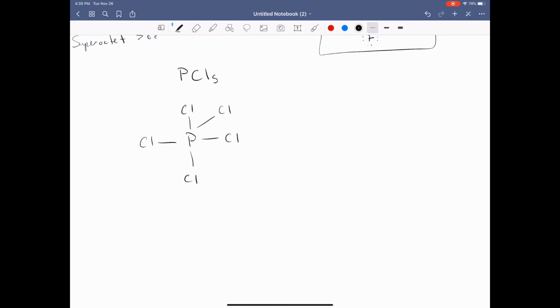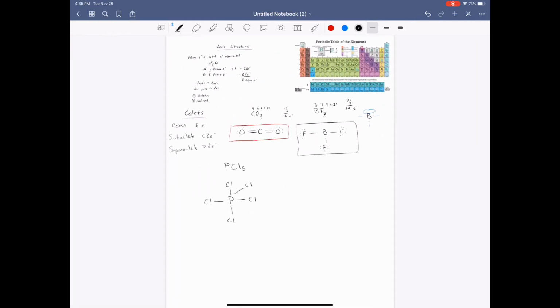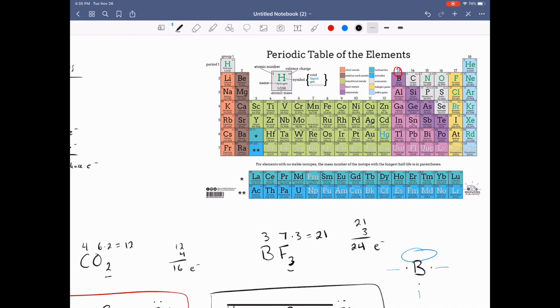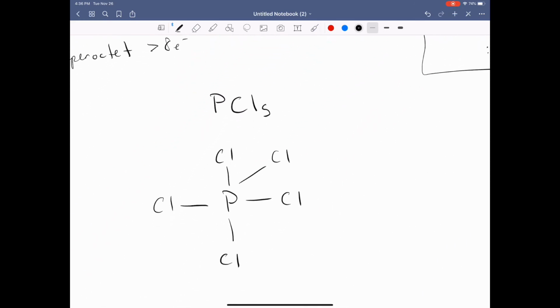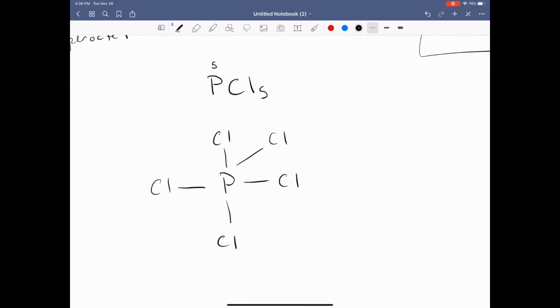Okay, so let's go look at our periodic table now. Phosphorus has 5, and chlorine has 7. So phosphorus, we're going to have 5. Chlorine, we're going to have 7. Subscript of 5 equals 35. So 35 plus 5 is 40 total electrons.